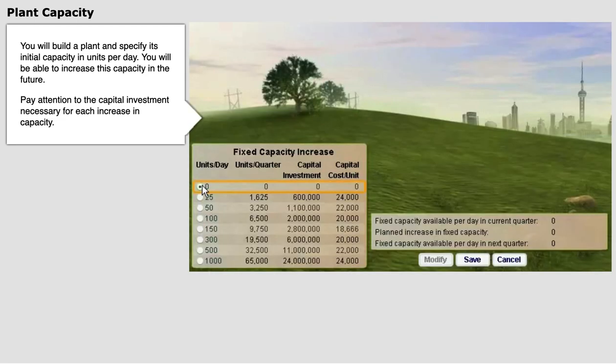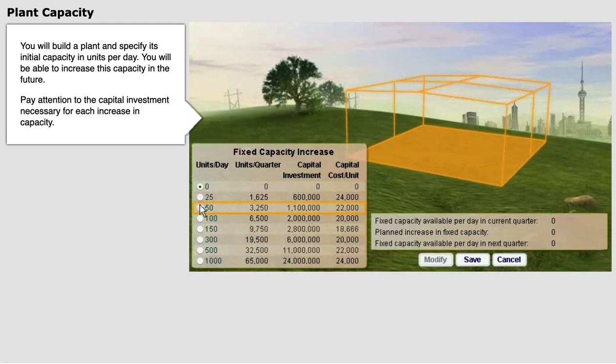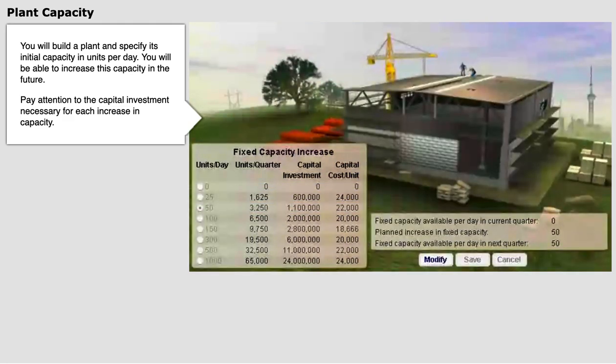You will build a plant and specify its initial capacity in units per day. You will be able to increase this capacity in the future. Pay attention to the capital investment necessary for each increase in capacity.